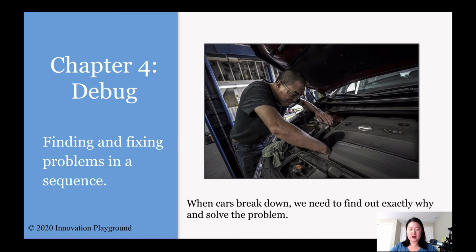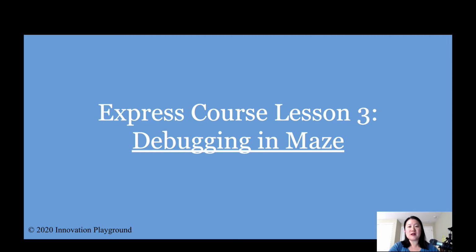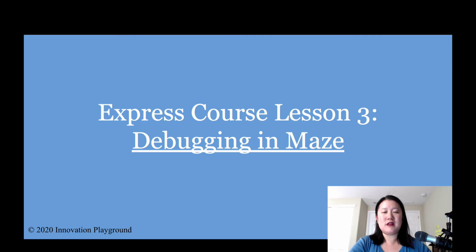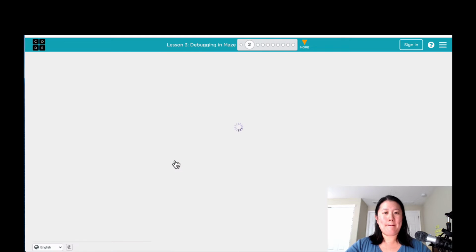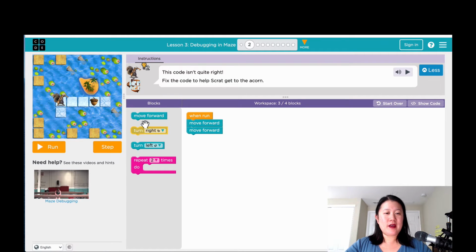So I'd like you to go to the Express Course Lesson 3. It's called Debugging in Maze. We're going to be doing Lesson 3, Puzzle 2. Okay, so you may know the Ice Age movie, and we have Scrat here. He really wants the acorn, so we need to get him over there.